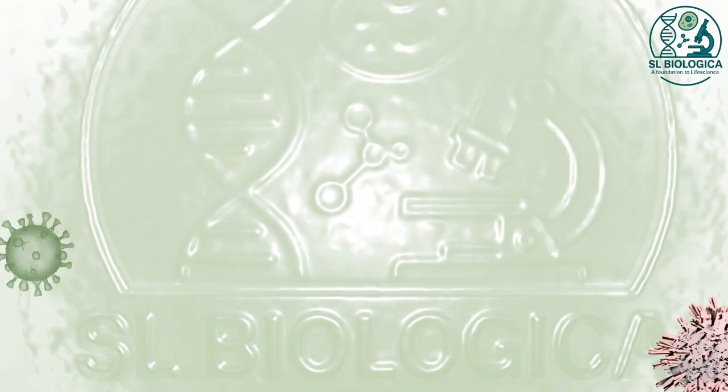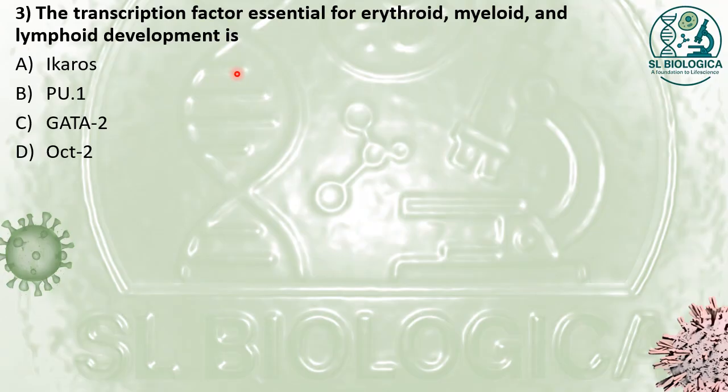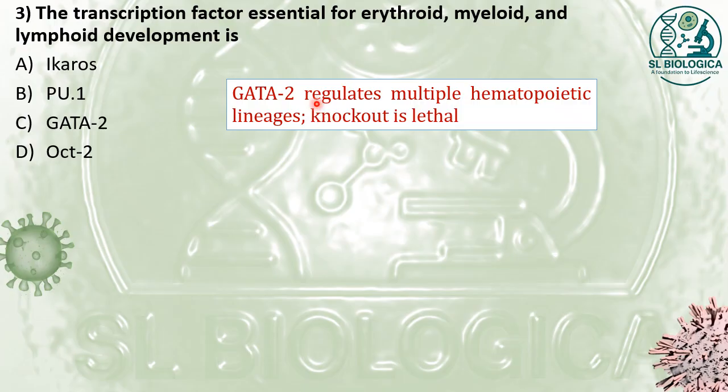So let's move to the next question now. The transcription factor essential for erythroid, myeloid, and lymphoid development is: we have the options IKAROS, PU.1, GATA2, and OCT2. So actually, GATA2 regulates multiple hematopoietic lineages. Here they are asking about the transcription factor which is essential for the erythroid, myeloid, and lymphoid development.